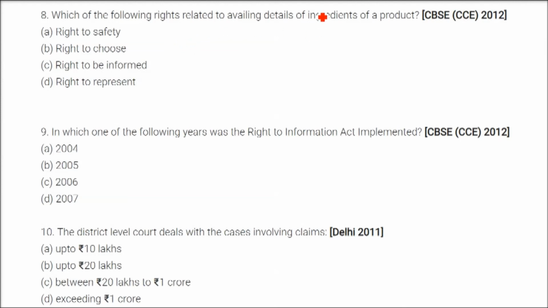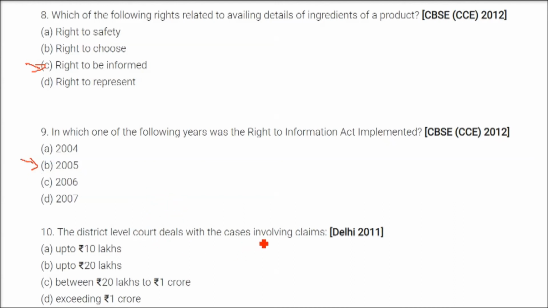Which of the following rights relates to availing details of the ingredients of a product? That is, you need to know what is inside the product. And the answer is right to be informed. In which one of the following years was the Right to Information Act implemented? It was implemented in the year 2005.